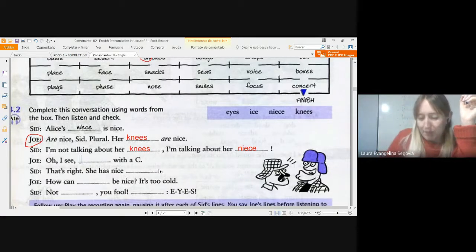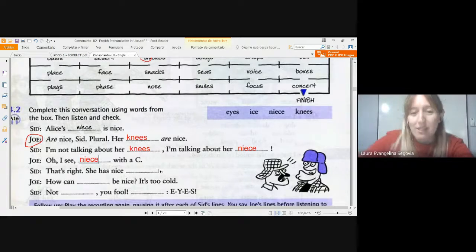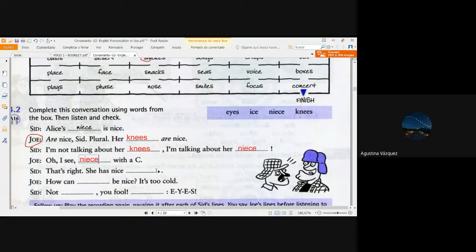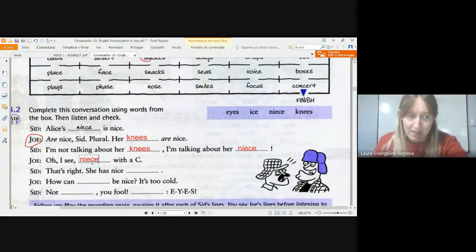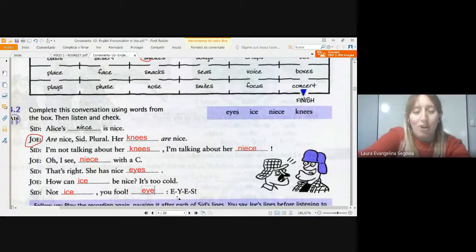Come on. Oh, I see. Nice with a C. No, niece. Niece with a C. That's right. She has nice eyes. Eyes. How can eyes be nice? It is too cold. Not eyes, you fool. Eyes. E-Y-E-S. Good, that's the thing.